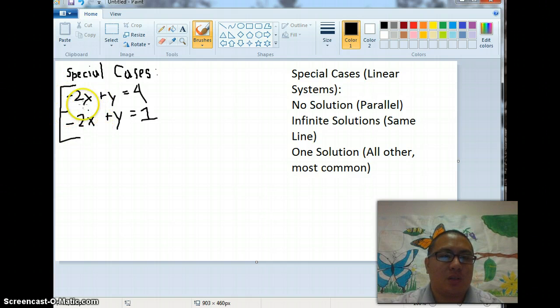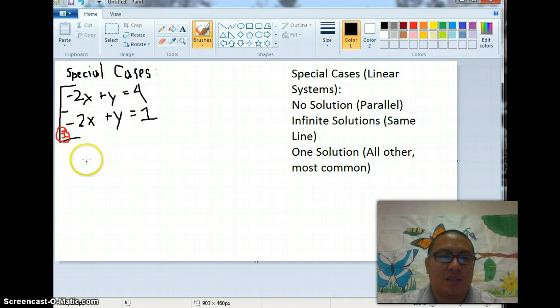Now, remember, when you're doing elimination, you need to have one opposite of the other. What's the opposite of negative 2x? Well, it's positive 2x. So how can I get this to be positive? I'm going to multiply by negative 1. That's negative 1.